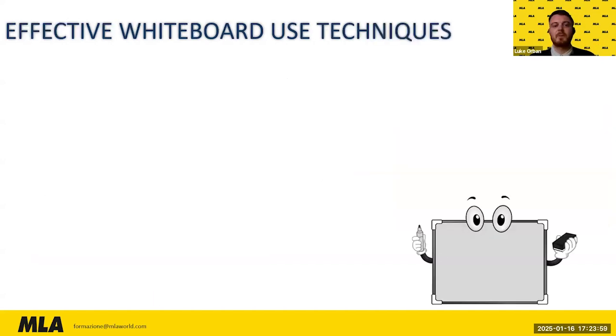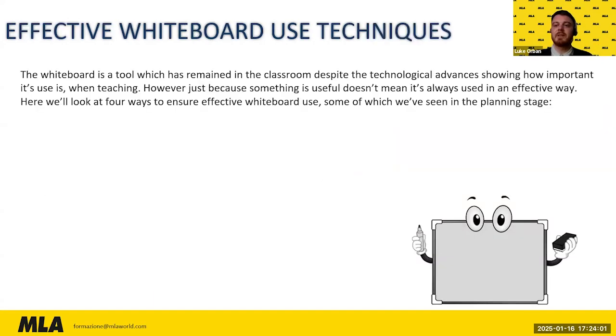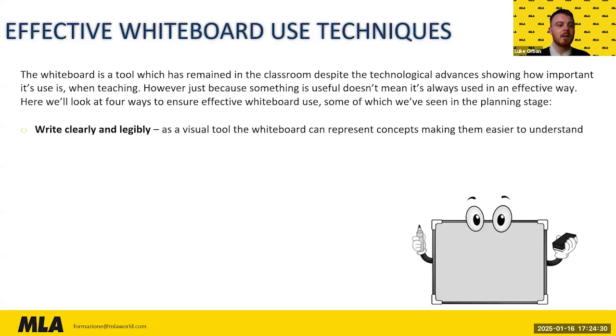So effective whiteboard use techniques. Oh, I need to move because I can't quite read all of that. Okay, so the whiteboard is a tool which has remained in the classroom despite technological advances. However, just because something is useful doesn't mean it's always used in an effective way. So we'll look at 4 ways here on how to ensure effective whiteboard use. Again, some of these will be slight repetitions of what we've already said, but this just emphasizes how important these specific elements are.